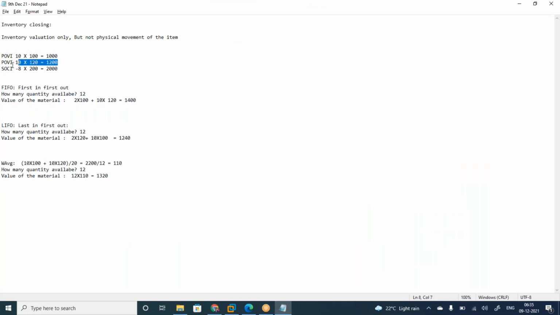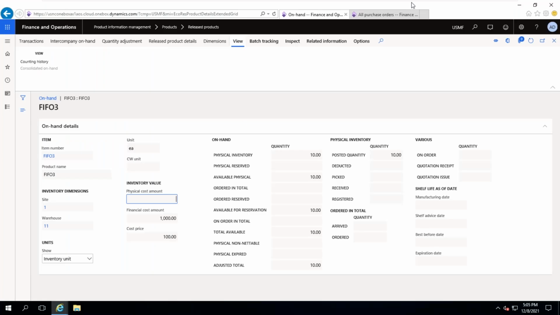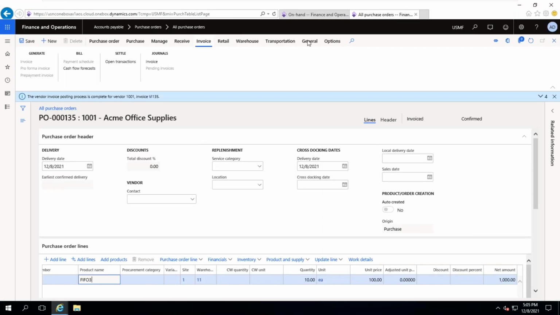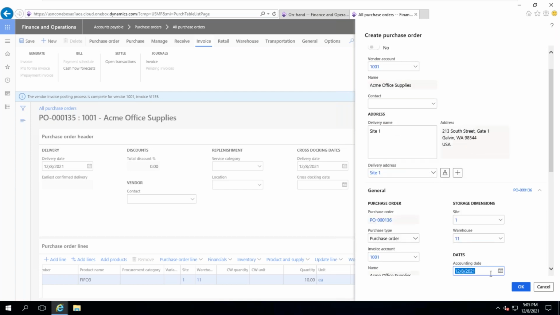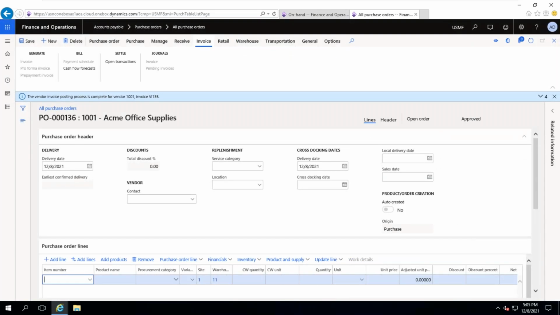Now the second transaction I'm doing. I'm creating one more purchase order after a few days, maybe 1 day, 2 days, 3 days, with the same vendor or a different vendor. It may be any vendor, no issues. 1001. I'm selecting site and warehouse. Click OK. Maybe any day, there is no day restriction here. So FIFO 3, I'm purchasing this item FIFO 3.